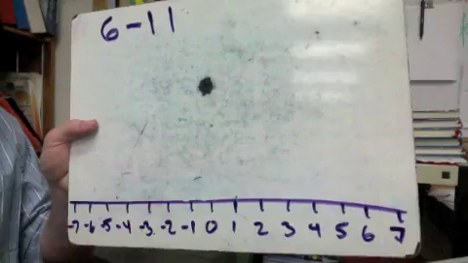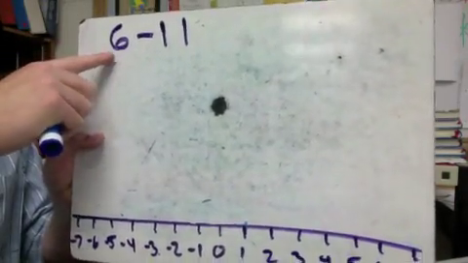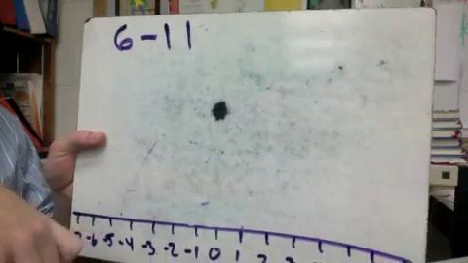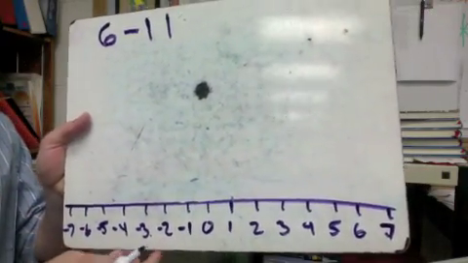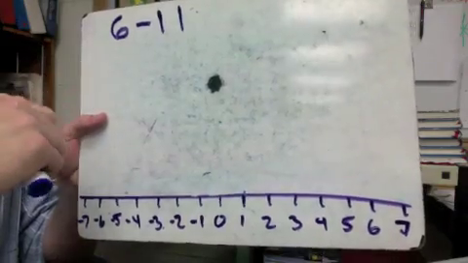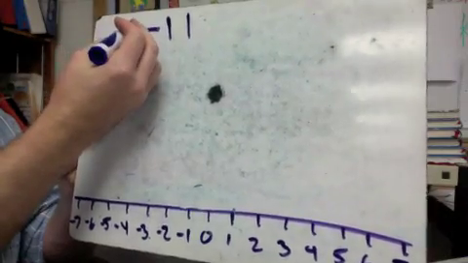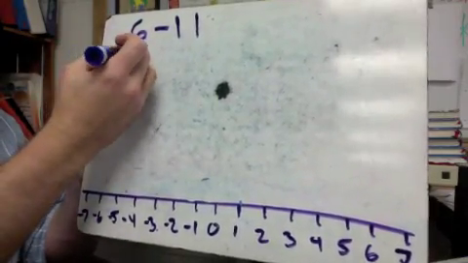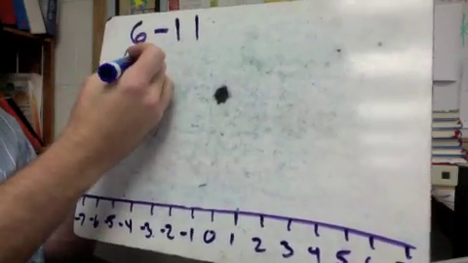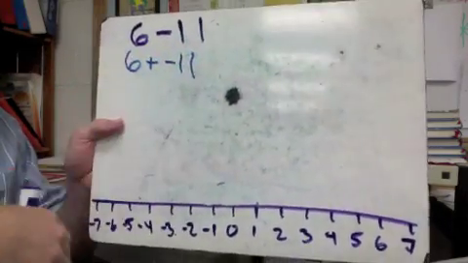Negative 6, nope, sorry. Positive 6 minus 11. Okay? Our first goal is to make it an addition problem, and that it is not. It is not an addition problem. So I am just going to slide a plus sign right after that first number. So our problem is actually going to be 6 plus negative 11.